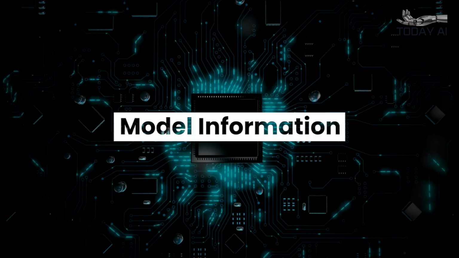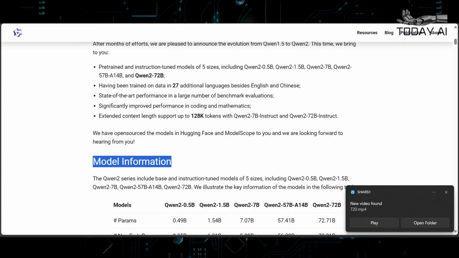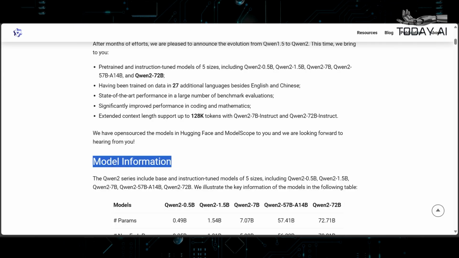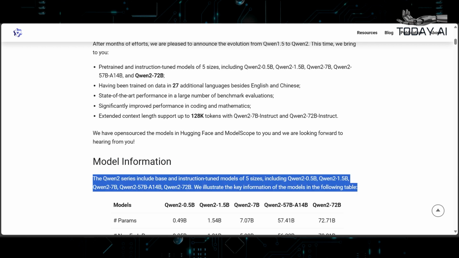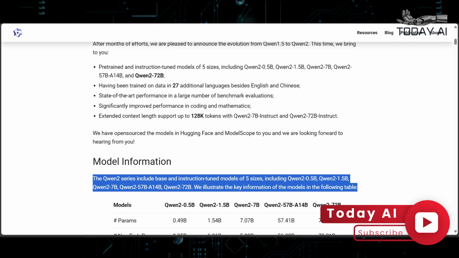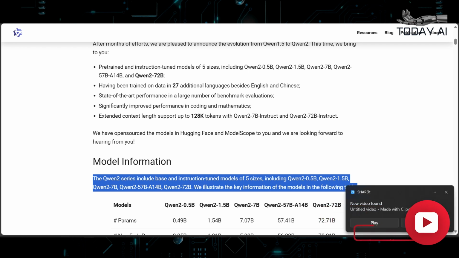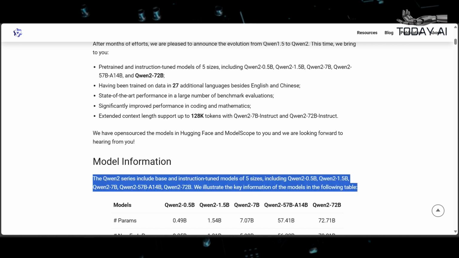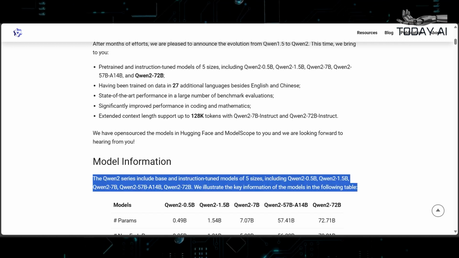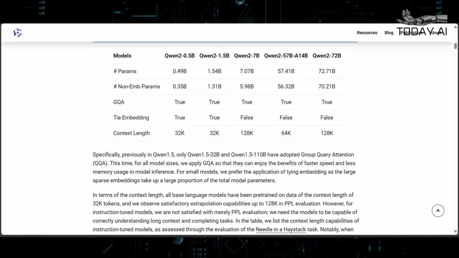Model information. The Qwen 2 series include base and instruction-tuned models of 5 sizes, including Qwen 2-0.5b, Qwen 2-1.5b, Qwen 2-7b, Qwen 2-57b-A14b, Qwen 2-72b. We illustrate the key information of the models in the following table.